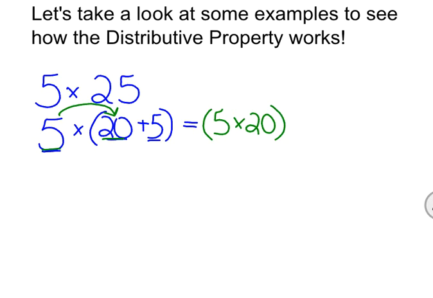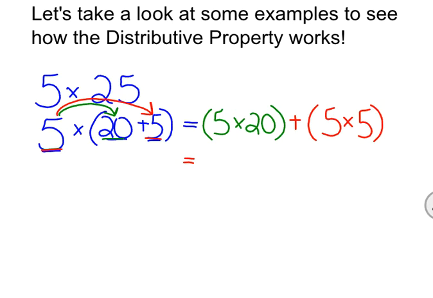Then I'm going to add in 5, and now I'm going to distribute it to this 5. So it's 5 times 5. Okay, so now I distribute it, 5 times 5. So now I have two separate products because I did 5 times 20, and then I did 5 times 5. Now this will help me to get to the product.